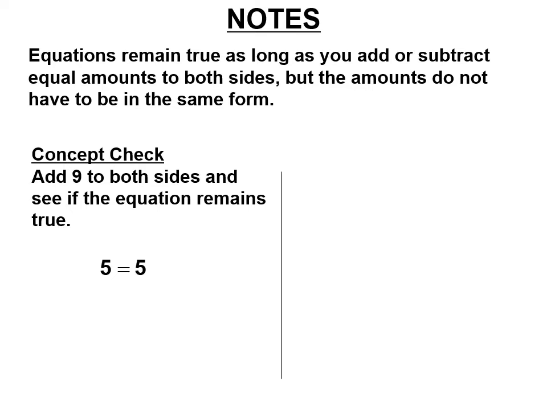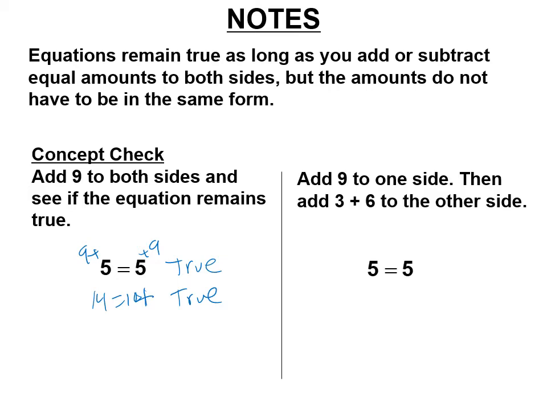It says add 9 to both sides and see if the equation remains true, right? So that's a true equation. You add 9 here, you add 9 here, you get 14 equals 14. Tell me if that's true or false. It's true. So now, let's do this again. We're going to add 9 to one side, but on the other side, we're going to add 3 plus 6. All right? So on this side, you get 9 plus 5 equals 14. 5 plus 3 plus 6. Well, 3 plus 6 is equal to 9, so you still get true equations, right?